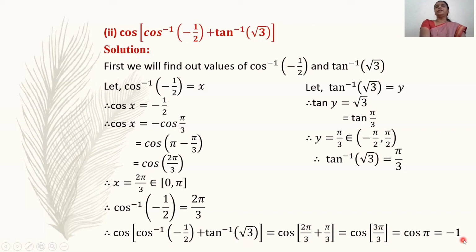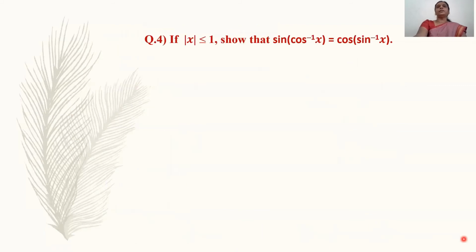In this way, it is very simple. You have to check only the values: we have found the values of x and y, and check whether they lie in the range of the corresponding trigonometric function or not. Okay. Then see the next example.